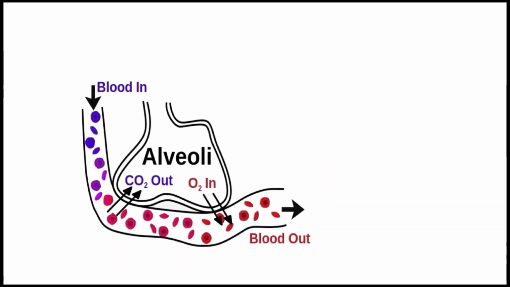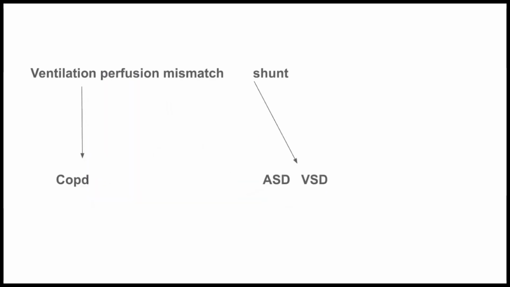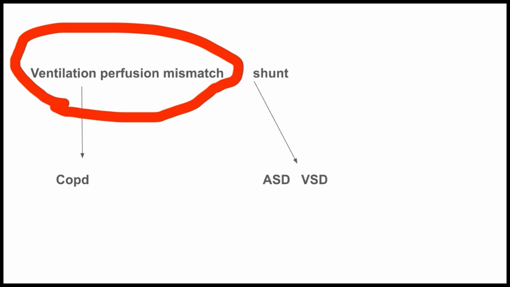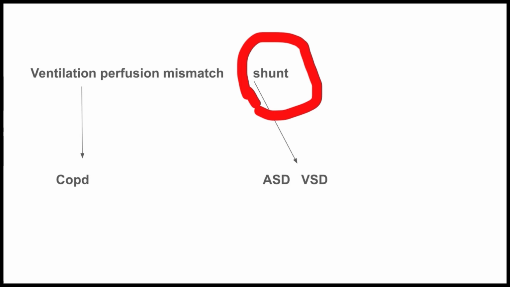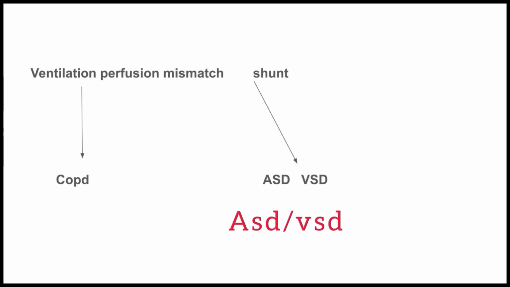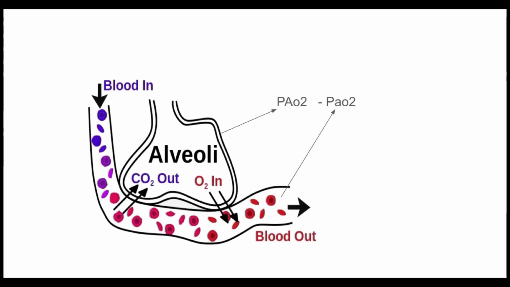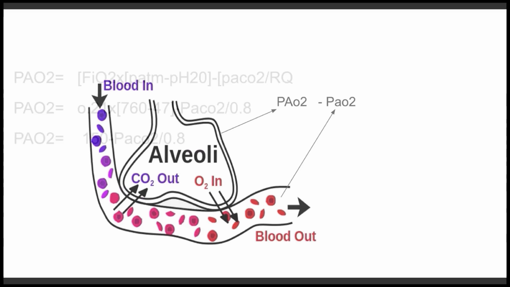So the A gradient is the difference between the amount of oxygen in the alveoli and the amount of oxygen in the artery. It can help differentiate whether the hypoxemia is due to a ventilation perfusion mismatch such as COPD or a shunt such as an intracardiac shunt like ASD or VSD. So first, how to calculate the A gradient? The A gradient is calculated by subtracting PaO2, that is arterial concentration of oxygen, from PAO2, that is alveolar concentration of oxygen. PaO2 we get directly from the ABG, and PAO2 we have to calculate from the alveolar gas equation, and this is the equation.